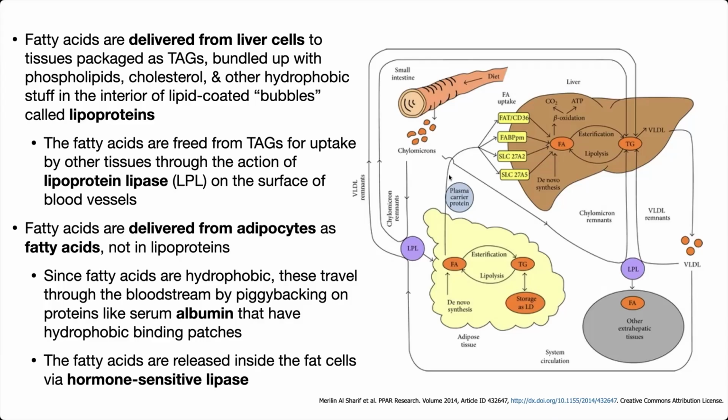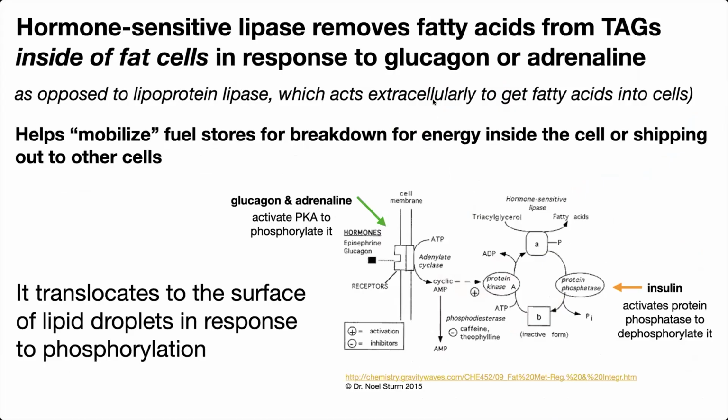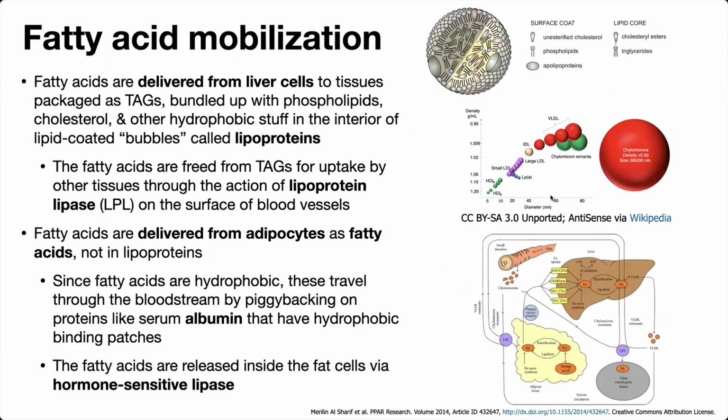They can't travel just freely throughout the blood. Instead, they're going to piggyback on plasma carrier proteins such as serum albumin. Your intestines can also send out fat in the form of these chylomicrons that can then be taken up by, say, the liver to process.